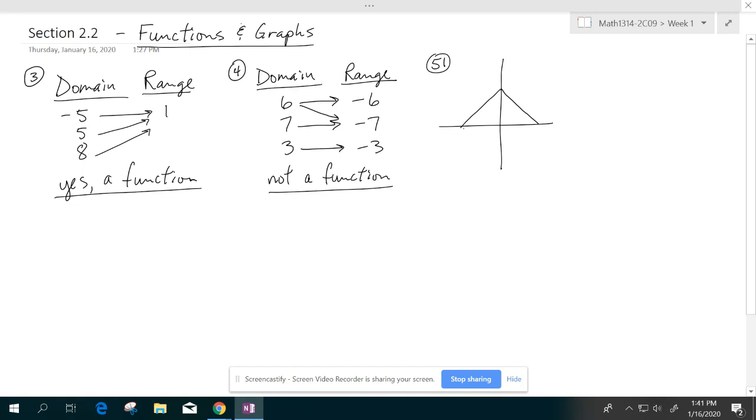All right, so in this problem, what they've given us is a graph. And they want us to know, is this graph the graph of a function or not? Just like the first two problems, we wanted to establish if the relation was a function. Now we want to establish, is the graph a function? And the way you do that is with something called the vertical line test.